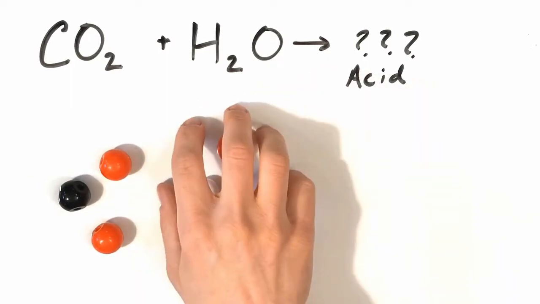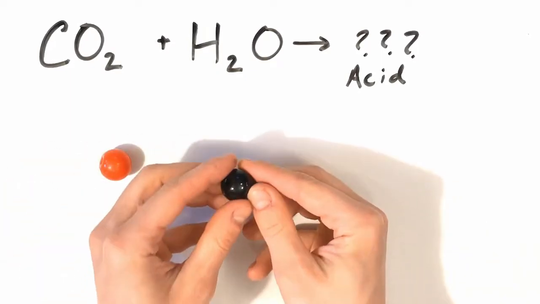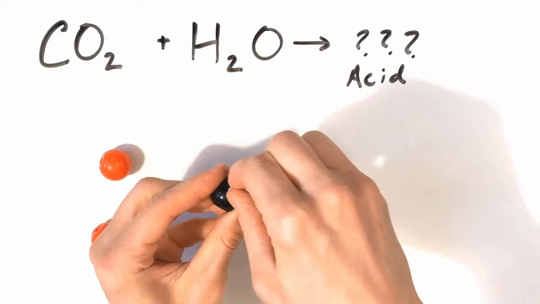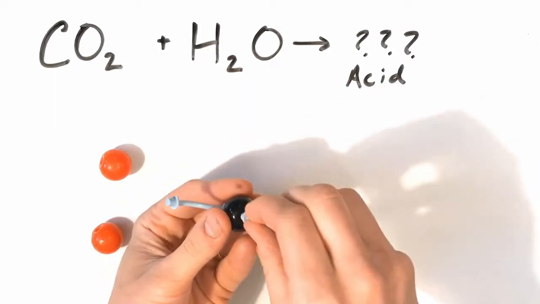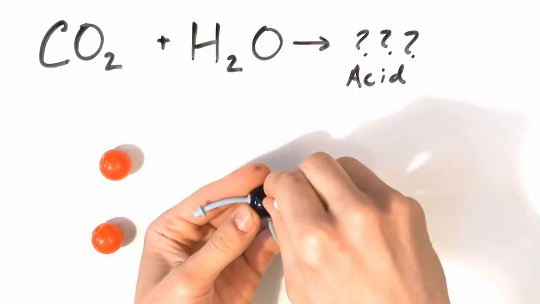Now let's start with carbon dioxide and use our rules of molecular bonding to try to build this molecule. So each carbon will form 4 bonds. Let's go ahead and add those bonds to our atom. In this example, each bond is represented by a gray stick.